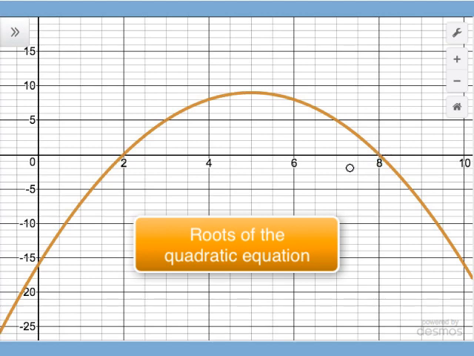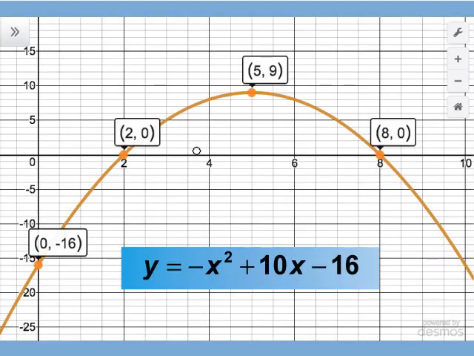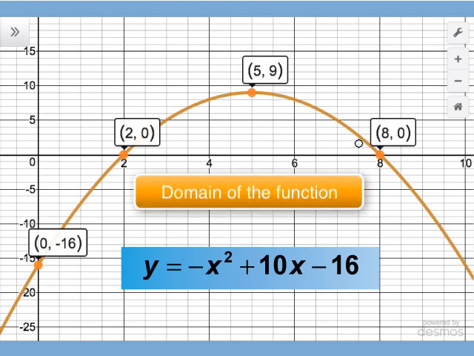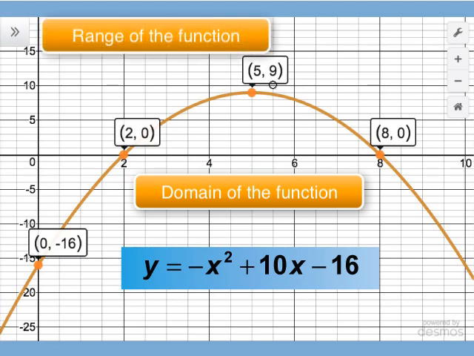Since this quadratic function is a measurement of area, then only y values that are greater than 0 have any meaning. This means that the x values of the graph are limited to values greater than 2 but less than 8. This is called the domain of the function. The y values are also limited to values greater than 0 and less than 9 on the graph. This is called the range of the function.